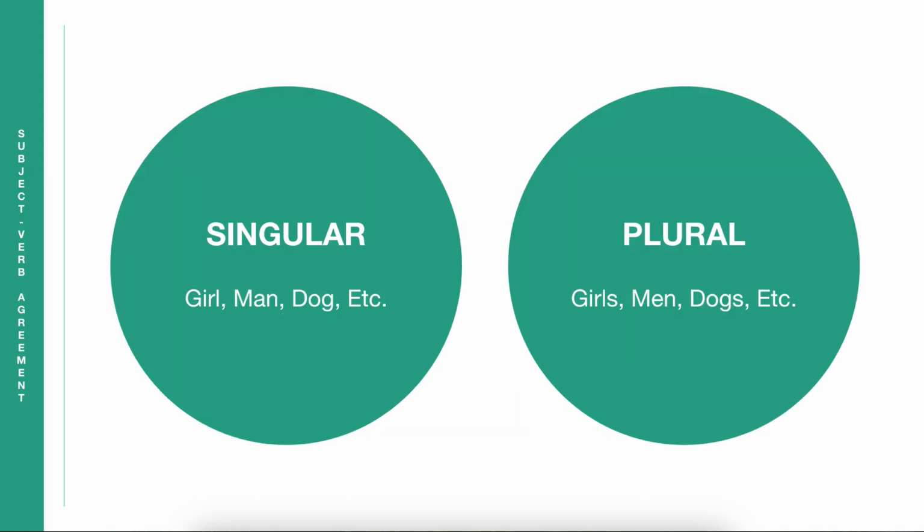Now, the first thing that I want to start with is talking about the difference between singular and plural. Singular means there's just one item. The girl, the man, the dog, so on and so forth. Plural means that there's more than one. Girls, men, dogs, so on and so forth. That difference should feel fairly familiar to you. Singular means one, plural means more than one. That is going to be really important today, though.